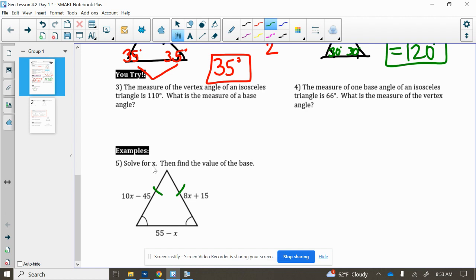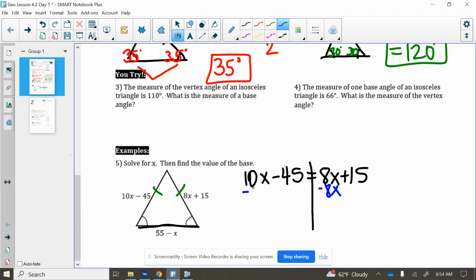So in order to set up and solve for x, the first thing that we're going to do is we're going to take the two congruent legs, 10x minus 45, and we're going to set that equal to 8x plus 15. Right now, this base angle is just extra information that we're not using at the moment. Okay, we need the 2 congruent pieces. So we're going to move across that equal sign. So we'll start by subtracting our smaller x value.